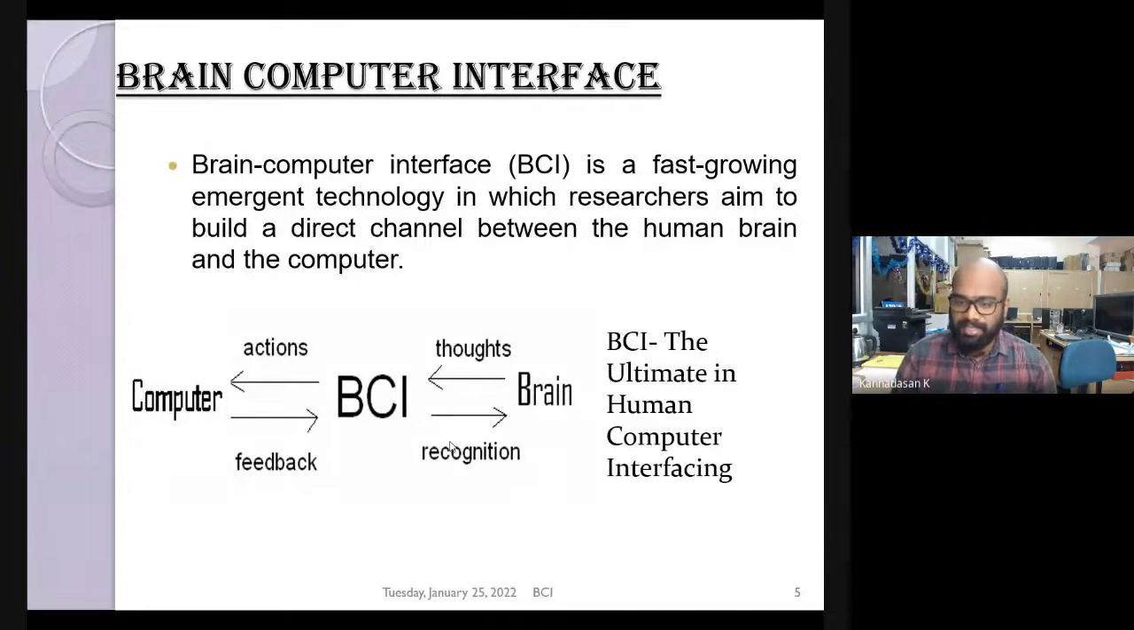You can see in this diagram where the brain generates thoughts, which are conveyed to the computer through a set of signals, through the BCI. I'll be collecting some signals, my BCI system will process that and say to do this action, and the computer will do that action, and we'll recognize that it is doing it. This is how it happens.